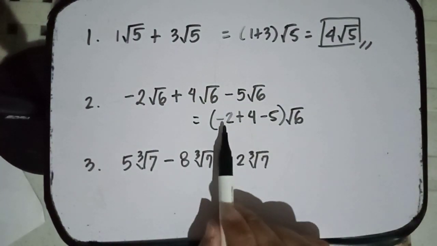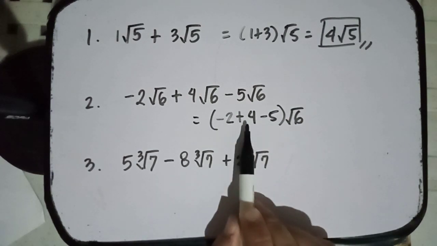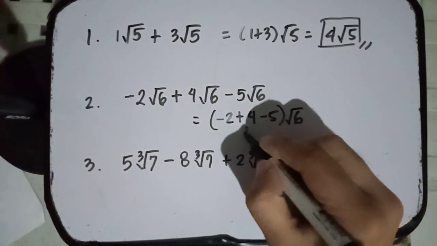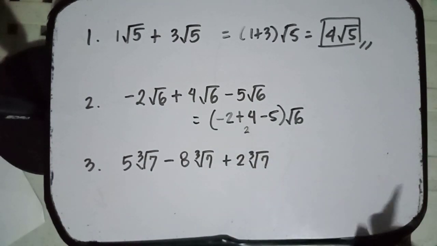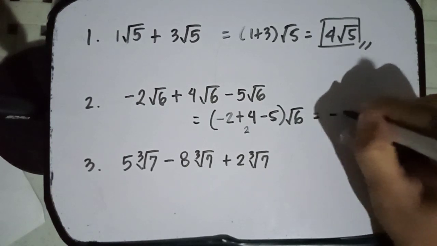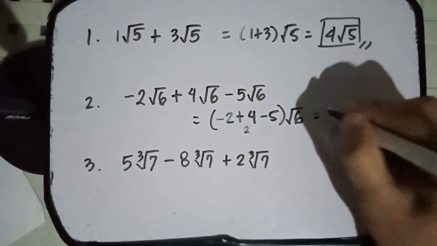Ayan, so simplify na to. So, negative 2 plus 4 equals positive 2. And positive 2 minus 5, that is equal to negative 3. So, negative 3 times square root of 6. So, this is the answer.